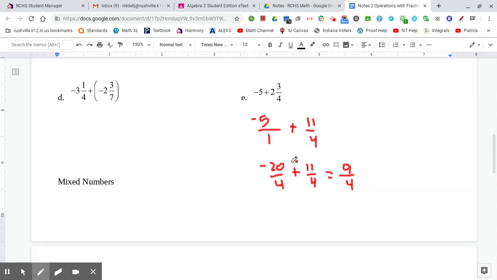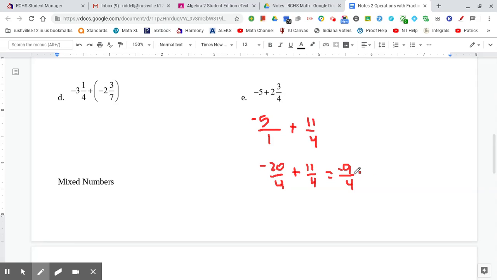And then, since the signs were different, not only did I subtract, but then I have to look at the larger number. So 20 or 11, 20 is larger. What's the sign in front of 20? It's negative, so that means that this is going to give me a -9/4. Again, you could turn this into a mixed number, but I would suggest that you keep it as an improper fraction.